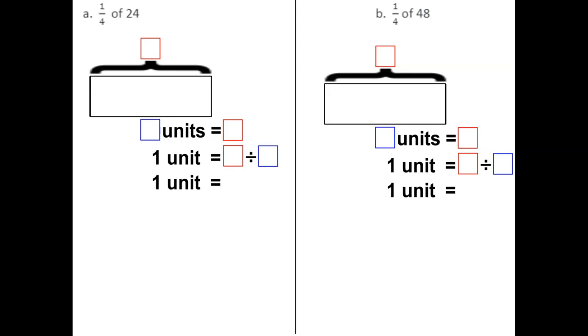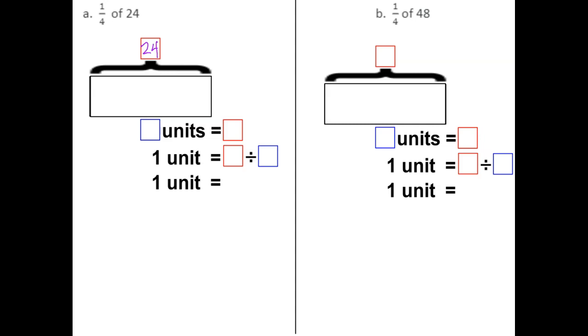Alright, welcome back. We are looking at Module 4, Topic C, Lesson 7, and our objective is to multiply any whole number by a fraction using tape diagrams. And as you can see here, we have a fraction for 1a, and we're going to multiply it by a whole number. So we have 1/4 of 24.